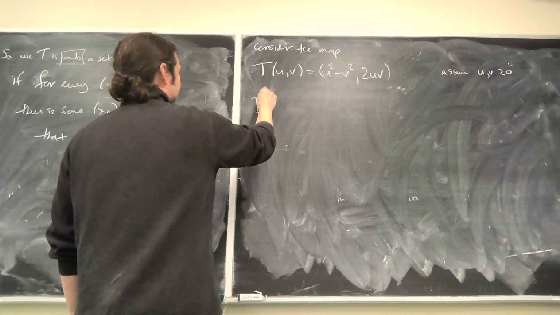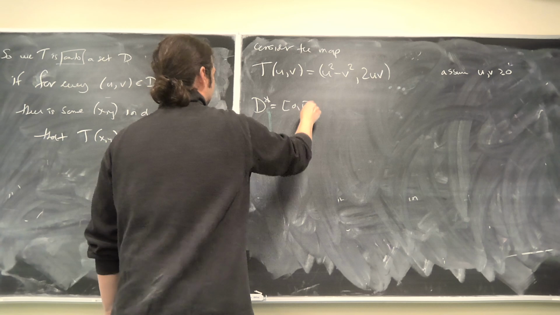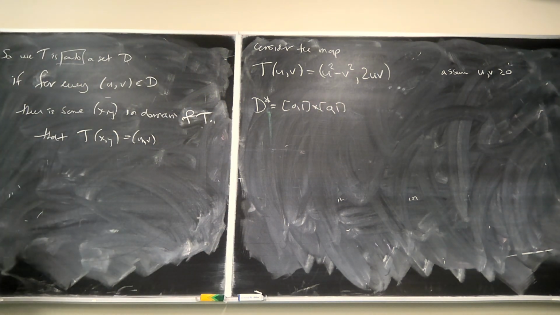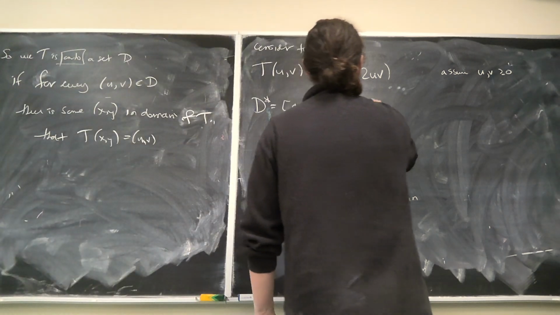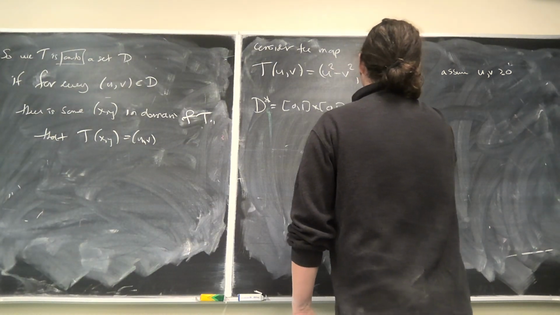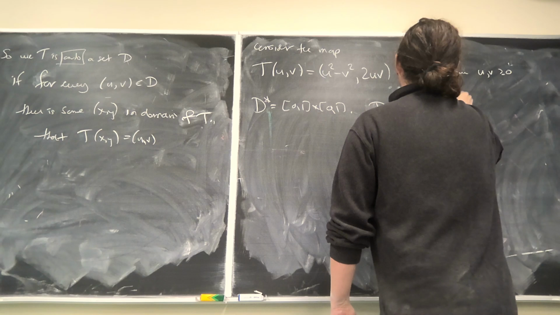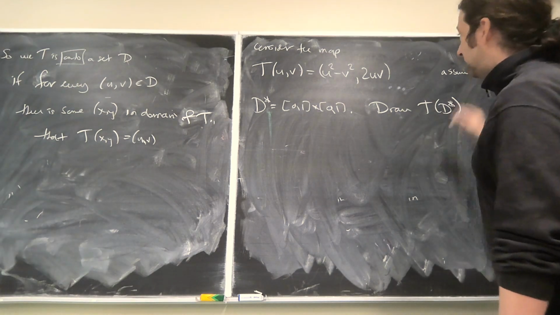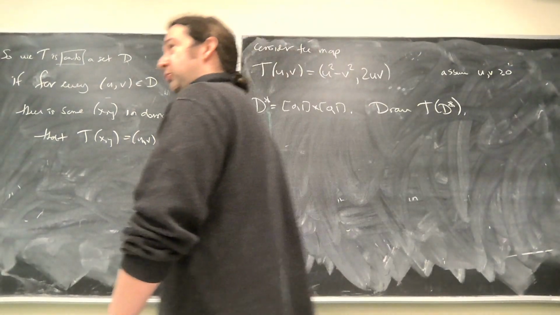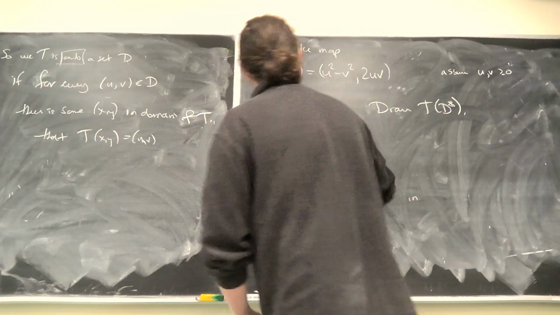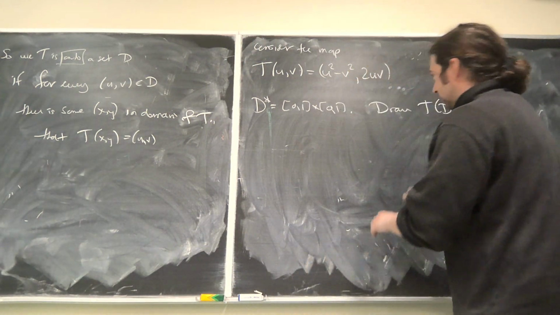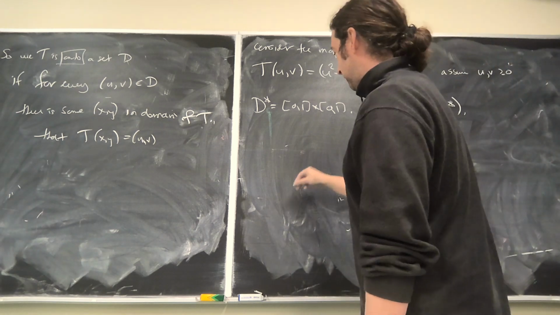Let's let our set D star be equal to [0,1] cross [0,1]. Let's actually see what happens to it. What does T do to that set? Draw T of D star. Okay. I don't believe this is one-to-one. Oh, it is, as long as we stay in one quadrant. I'll draw it. It's not, it is on the range. So let me just draw it and then we can argue about the conditions here.